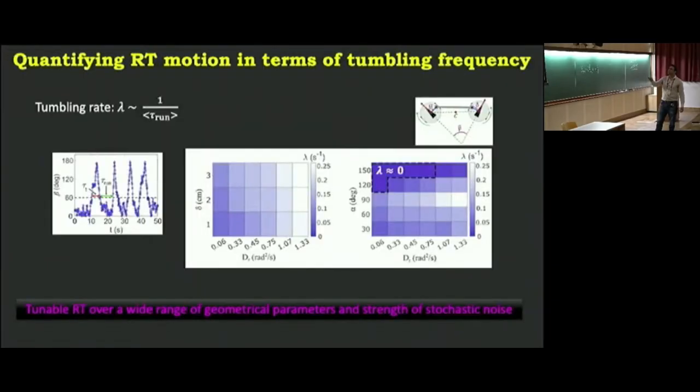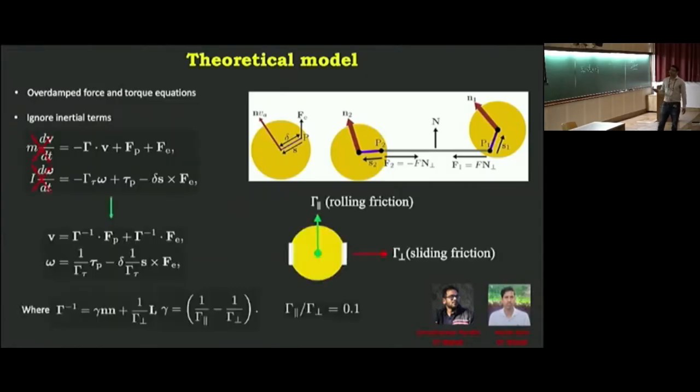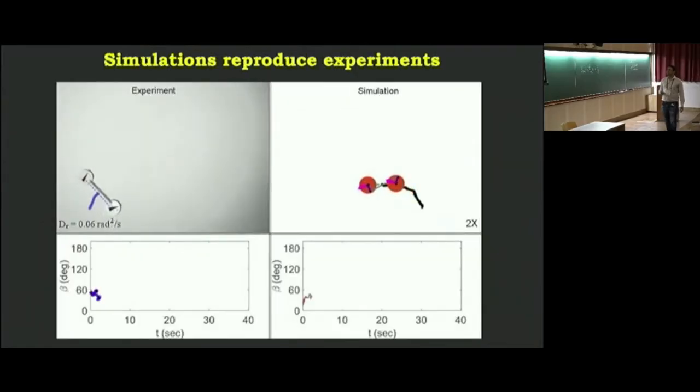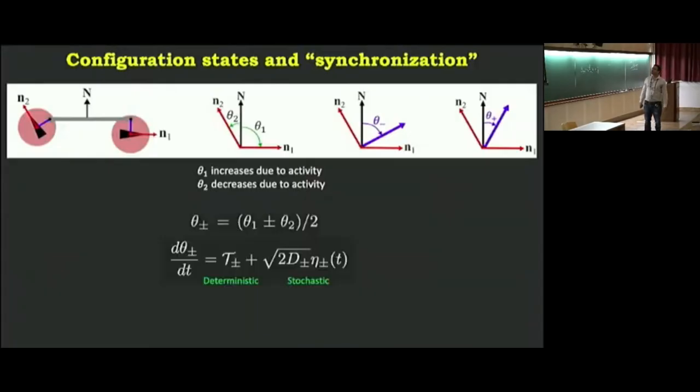So I'll just skip all these details. There is a very nice, rich phase diagram. So we can quantify the tumbling rates, and there are a lot of interesting features, which obviously I won't be able to go through. And with our collaborators, we also simulate our system. And again, we throw out the inertia part, which is very important. The experiments and simulation qualitatively match with each other, and even the other statistical features show very similar results.